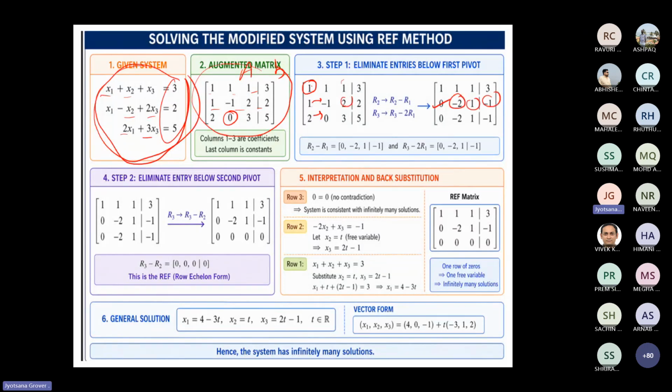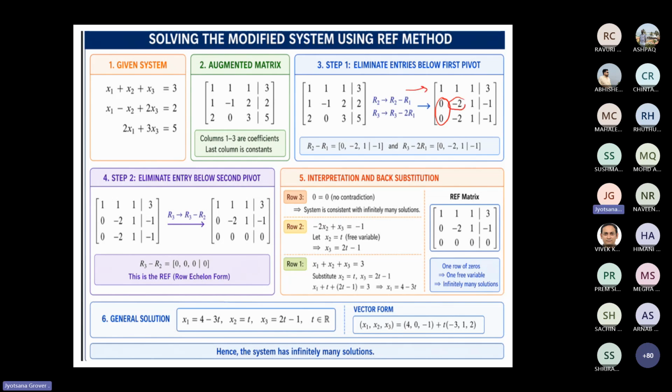Now, how will you convert this to 0? You will say R3 is R3 minus 2R1, right? So 2 minus 2, 0. 0 minus 2 is minus 2. 3 minus 2, 1. 5 minus 3 into 2 is minus 1. All right, we are sorted for this column. Now you go to the second row.